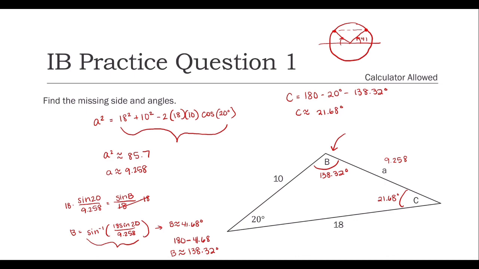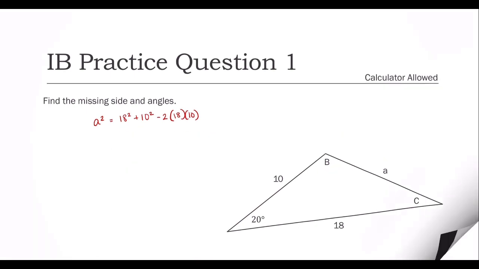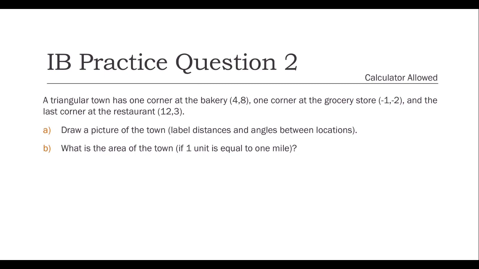So now we've solved our triangle. So here we have our second IB practice question, which is also calculator allowed. It says a triangular town has one corner at the bakery, (4, 8), one corner at a grocery store, (-1, -2), and the last corner at the restaurant, (12, 3). A, draw a picture of the town and label the distances and angles between the locations.